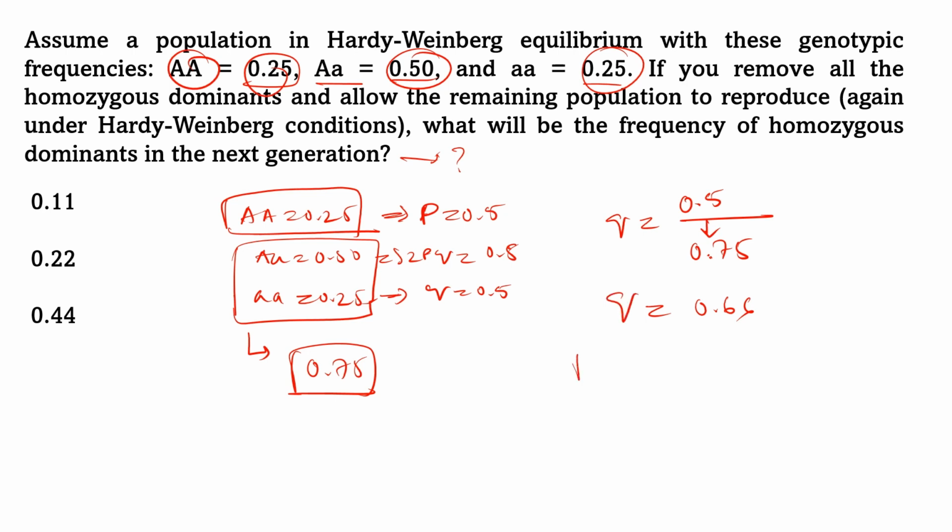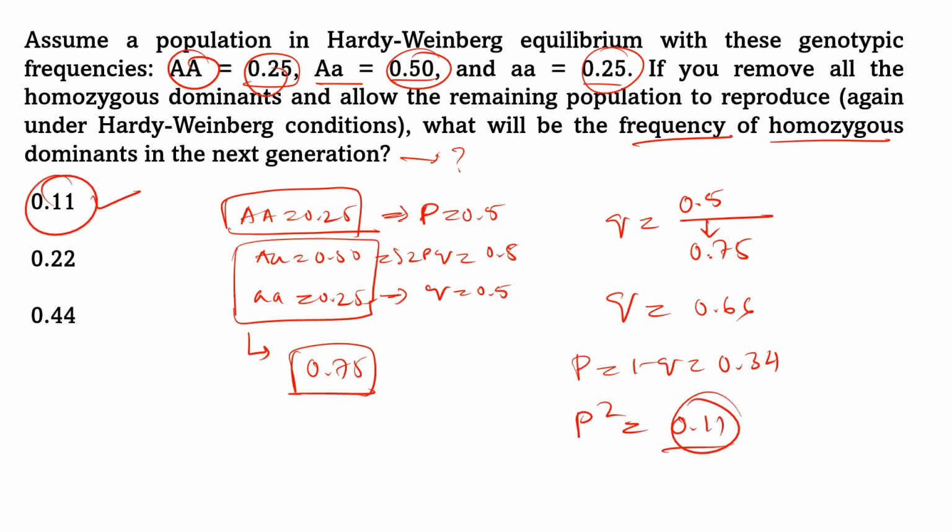If q is 0.66, what will be p? p is 1 minus q, so it would be 0.34. Then what about p square? They are asking about the frequency of homozygous dominants in the next generation. The p square will be somewhere around 0.11. So your answer will be 0.11. I hope this is clear, right? We just have to cancel this 0.25 if it is removed, and you just have to add the other two frequencies.